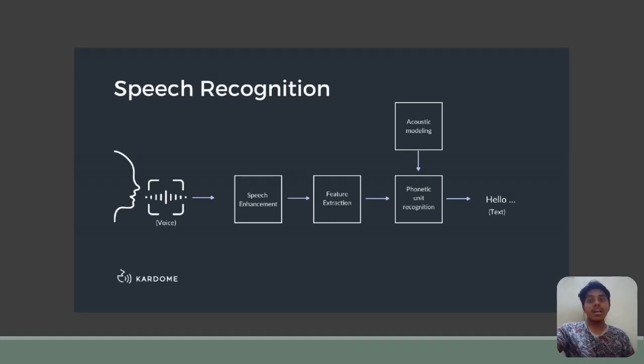Language modeling. Language modeling is a process of predicting the most likely sequence of words given the input speech signal. This is based on statistical analysis of the language patterns and probabilities of word sequences occurring in the given context. Decoding. Decoding is the final step in the speech recognition process where the most probable sequence of words is selected based on the acoustic and language models.